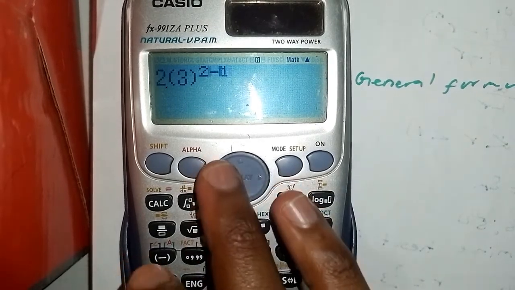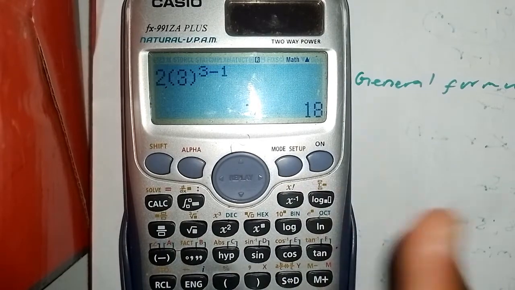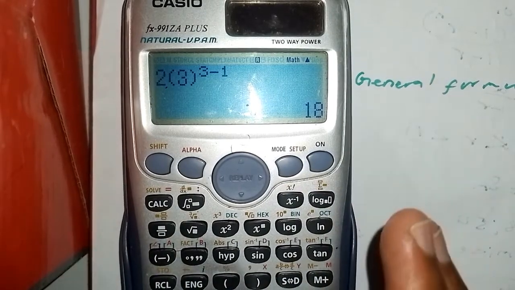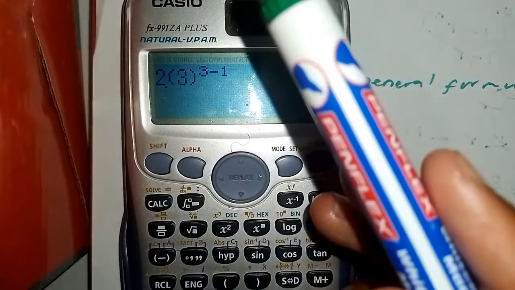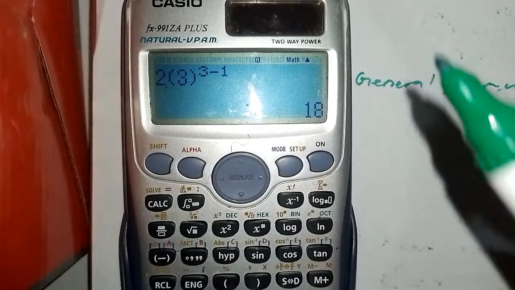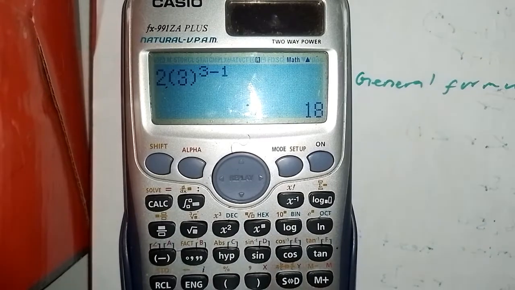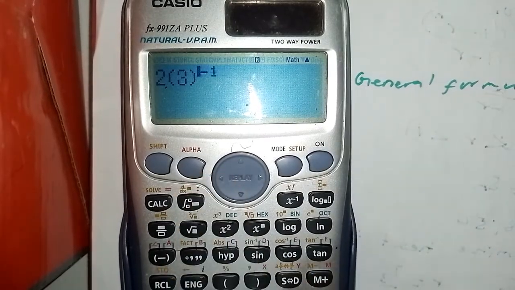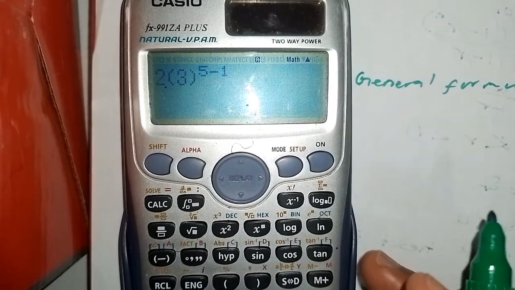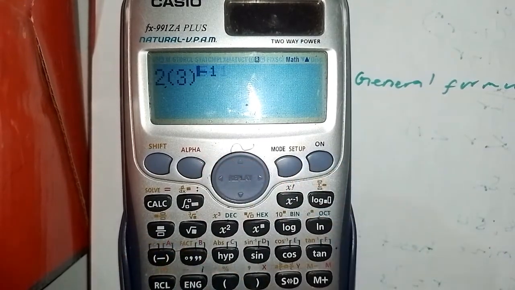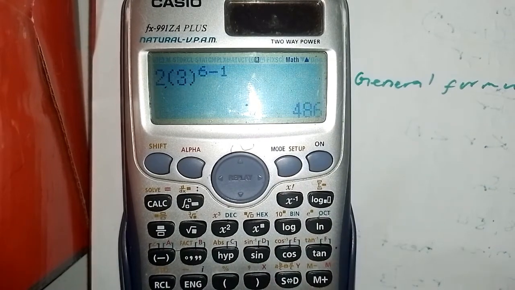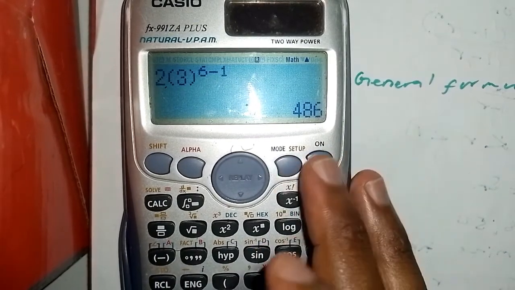6, continue, supposed to give us 18. See, therefore, my equation is correct because when I substitute, T1 gives 2, T2 gives 6, T3 gives 18. Then let's just take T5, see if it will give us 162. There. See, T6, see if it will give us 486. It's 486, right? Okay, let's continue.